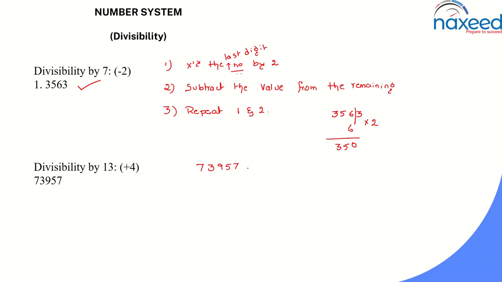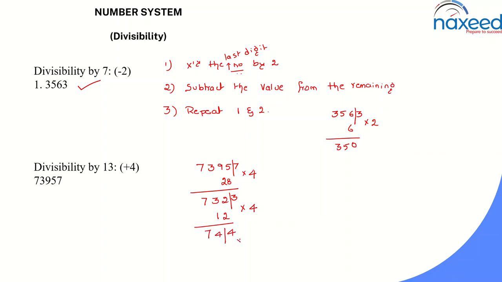The number is 73957. Right? Take the last digit and multiply it by 4. You will get the answer 28. Add it. That's it. 7395 plus 28 gives 7423. Take the last digit once again. Multiply it by 4. You will get 12. Add it. 742 plus 12 gives 754.